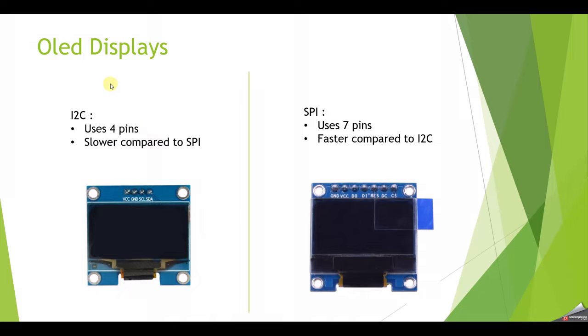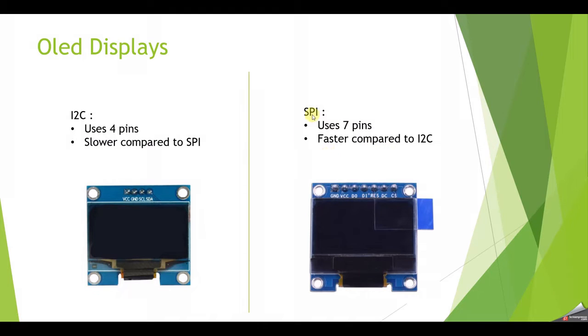So first we'll see the OLED display types. On the left you can see I2C, which uses 4 pins, but it is slower compared to SPI. On the right you can see an SPI version which uses 7 pins and it's faster compared to I2C. So there is always a trade-off between the number of pins and the update rate. So if you want to use a lesser number of pins and you are okay with the slower update rate, then you can use an I2C. But if you are okay with using more pins and you want the update rate or the refresh rate to be faster, you can use an SPI version.